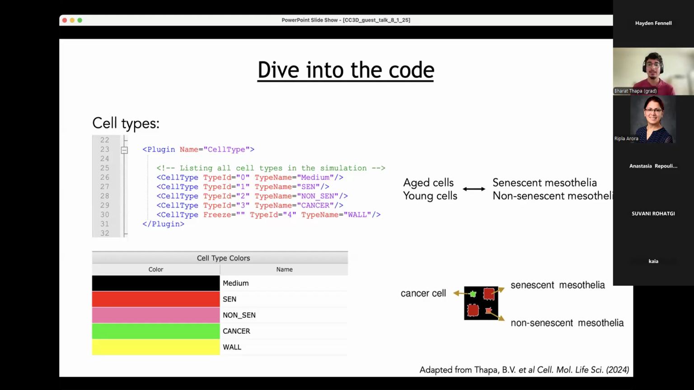I have the medium here, which is just normal medium. There's nothing in it, nothing getting secreted as of now. You are already familiar with this. I've used the terminology senescent mesothelia and non-senescent mesothelia. When I'm referring to senescent mesothelia, I mean the aged cells, implemented as sen for senescent in the code. And non-senescent is the young cells, basically. And then cancer is cancer, and wall is the wall. I also have a small schematic here. This is how they would look in the simulation.